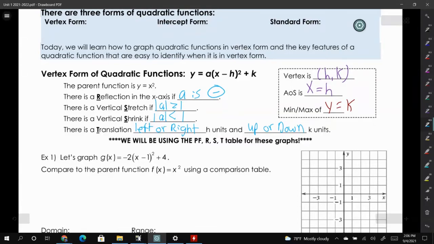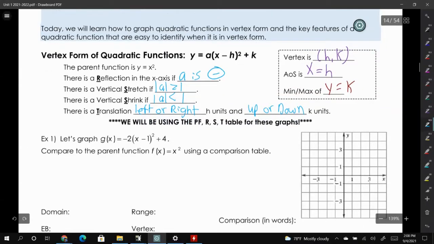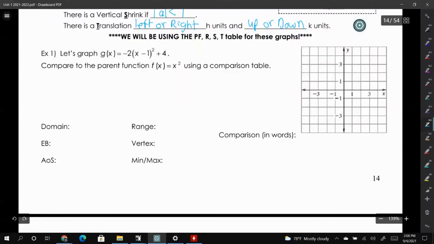Now, you may be saying that we just talked about this, we did this the other day. This idea of a, h, and k comes up all the time, so we're going to spend a lot of our time now really getting that down and understood, so that when we talk about it later, we're not spending so much time on what a, h, and k do. Let's look at this example down here.